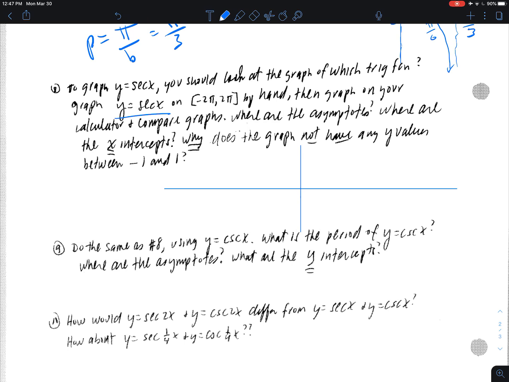Therefore, every time cosine is 0, y equals 1 over cosine x. Anytime cosine is 0, secant is going to be undefined. So let's say we go 1, 2, 3, 4 in both directions. So we'll go from negative 2 pi to 2 pi, negative pi. So I'm just going to sketch cosine. My scale is going to be kind of wonky here. Just hang tough.